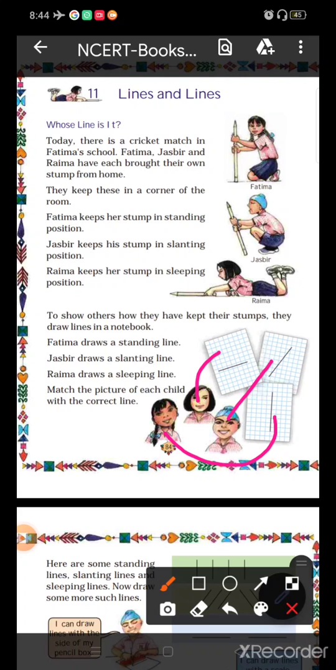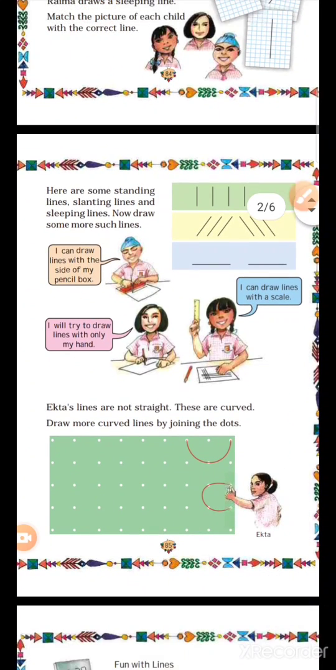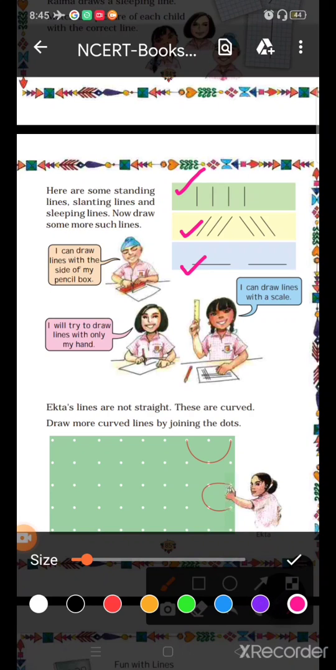Now move on to the next page, page number 85. This is page number 85. Here are some standing lines, slanting lines and sleeping lines. Okay, this is a standing line, these are slanting lines and these two are sleeping lines. Okay, now draw some more such lines. Space is given here. You can draw some more lines.